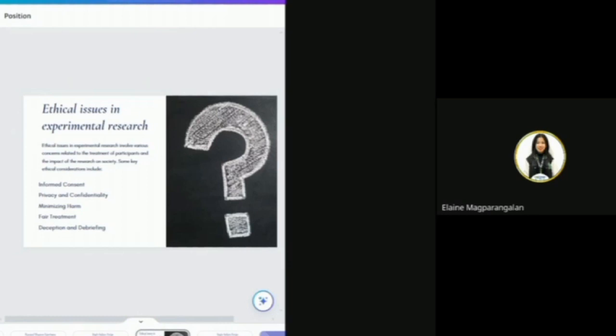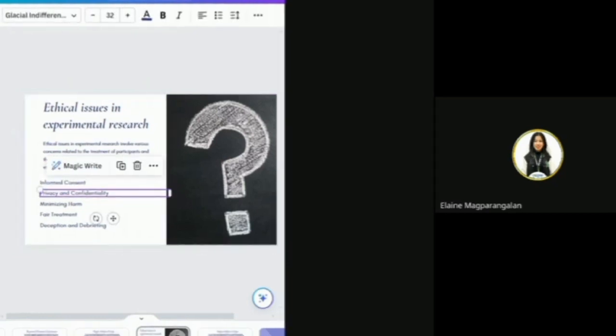Alright? Now, the next one is privacy and confidentiality. In privacy and confidentiality, we protect participants' personal information and ensure their privacy is respected throughout the study. So, for example, researchers conducting interviews with participants about sensitive topics such as mental health or personal experiences.